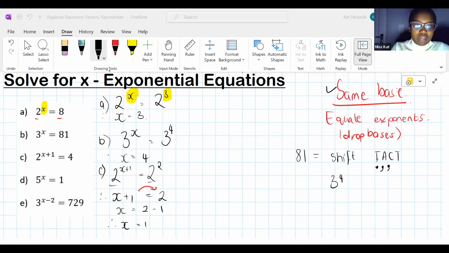So as long as you have the same bases, you take whatever is in the exponents and you make them equal. That's how it works. You just get the bases to be the same, then you equate the exponents. Now let's do another one. Let's hear what you have to say about D.